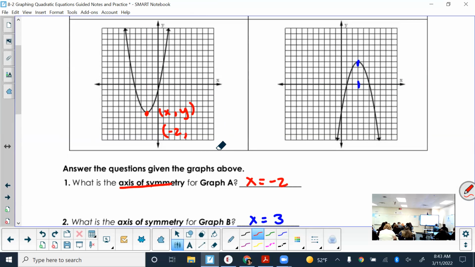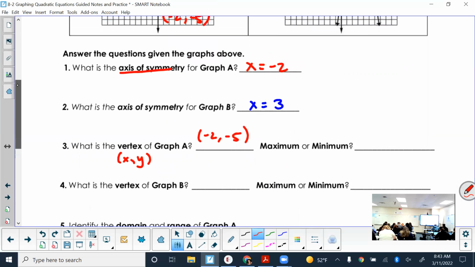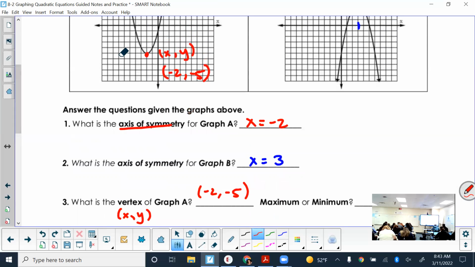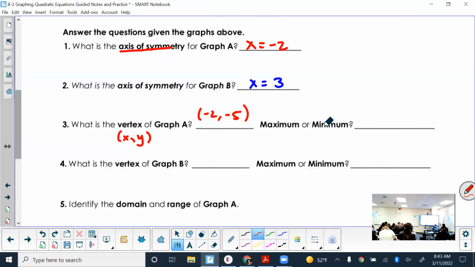So it should be -2 because of our axis of symmetry. What's the y value? -5. Good. And it's negative because we're going down on the y-axis. So the vertex for graph A is -2, -5. Is it a maximum or a minimum in graph A? A minimum. It's your lowest point. So minimum for that. Questions?